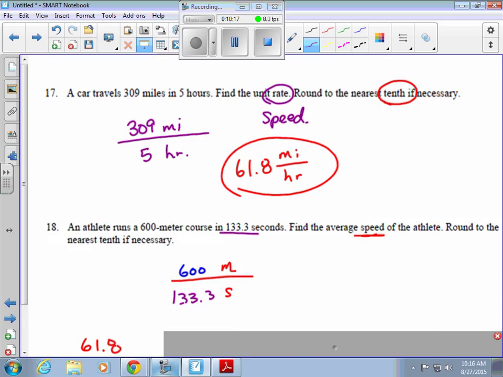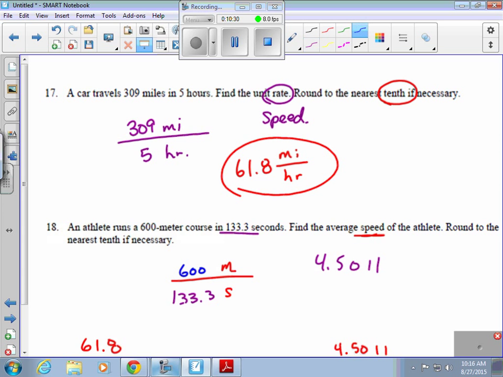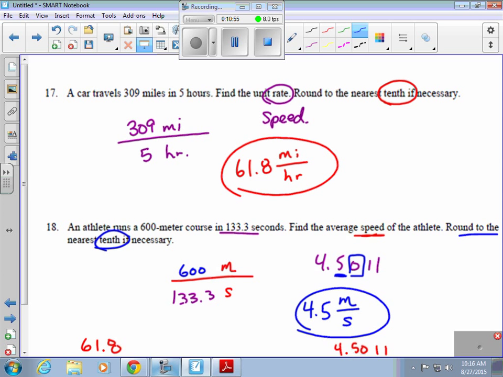seconds there are. When you divide 600 by 133.3, we're going to get this big number, 4.5011, and I believe the number continues from there. But again, we get the instructions to round to the nearest tenth. So this place here, we have to determine if 5 is going to go up or stay the same. 0, the number next to it, is not 5 or greater. So this athlete is running 4.5 meters per second. That's the athlete's average speed.